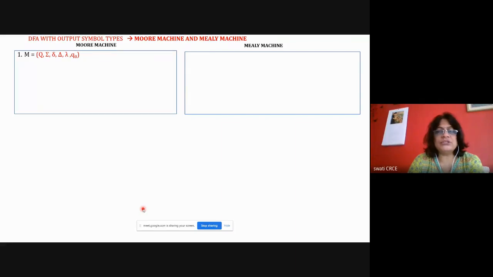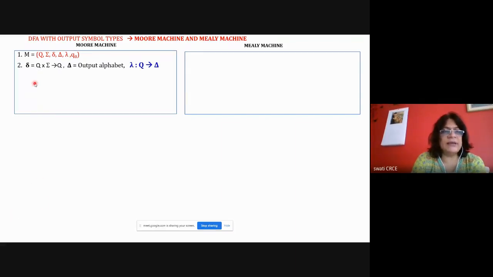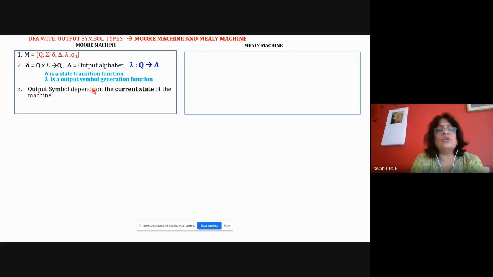Moore machine and Mealy machine are a combination of six elements, where Q, sigma, delta are the same, and Q0 is also the same, but you have del. Del is the output alphabet, and sigma is the input alphabet. Del may contain the symbols from the output set, and you have lambda, the output symbol generation function. In case of Moore machine, this output symbol depends only on the current state of the machine.